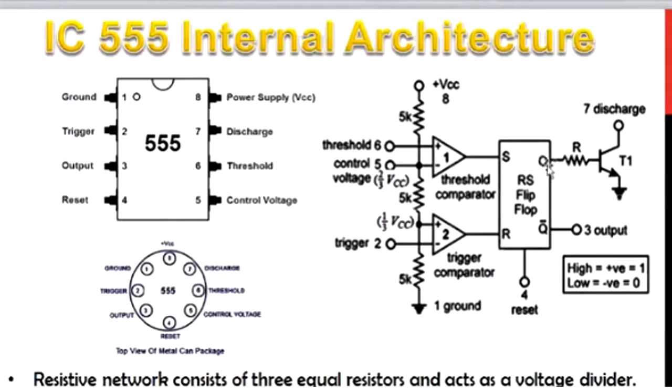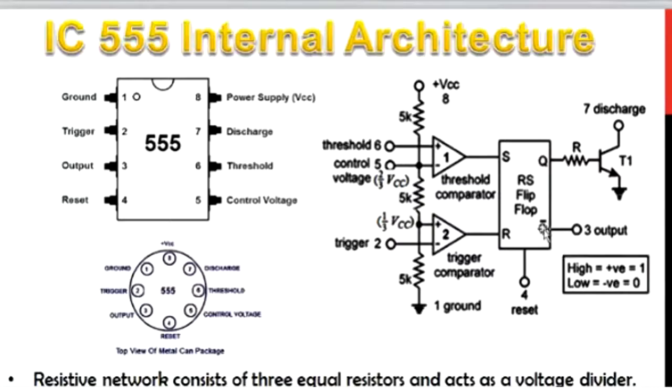So this Q is the given output. This is connected with a discharge transistor. You can see here there is a transistor which is called the discharge transistor, which is used for the discharging purpose. Okay. And Q bar is the second output of this RS flip flop, which is the inverse of this Q, which is the output. So this is the output of our network. This is high means output is high.